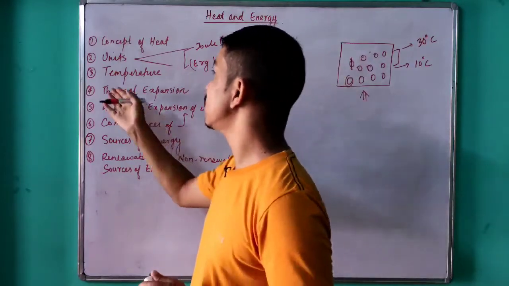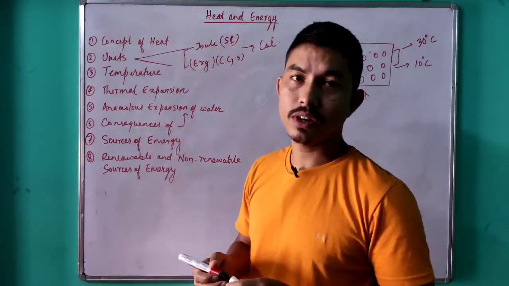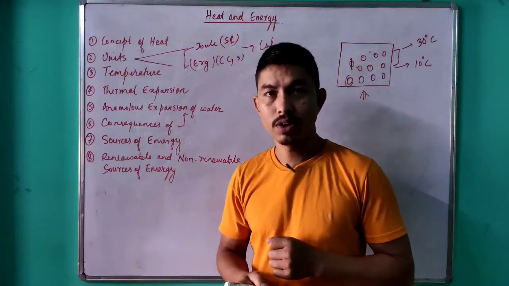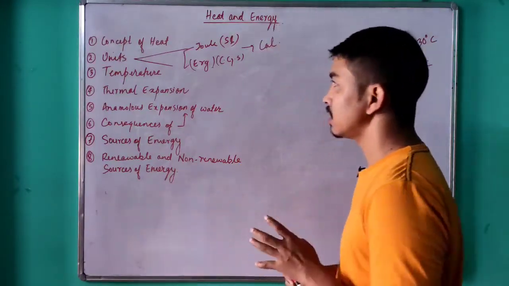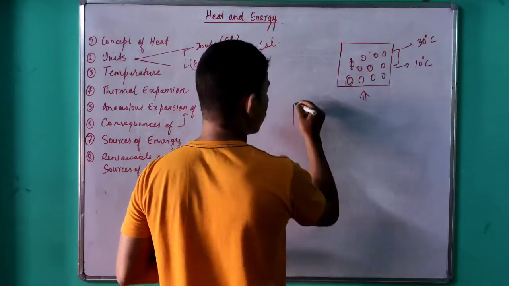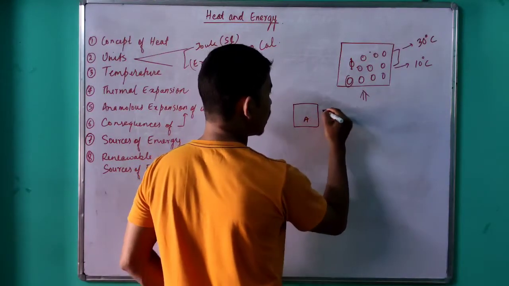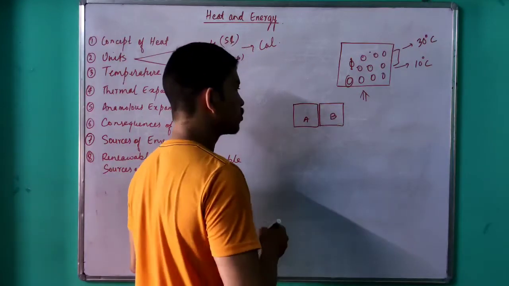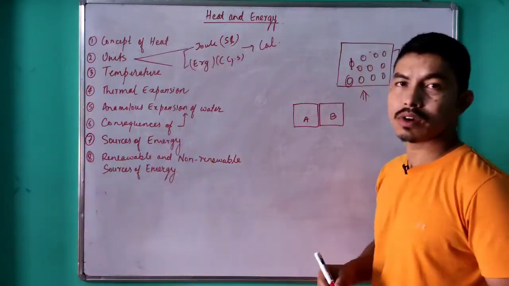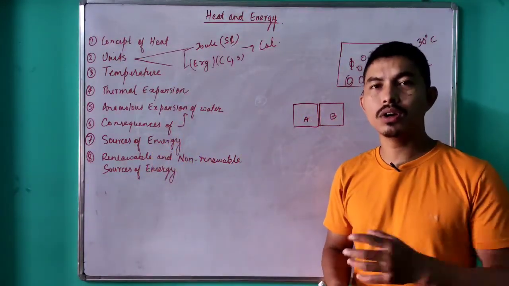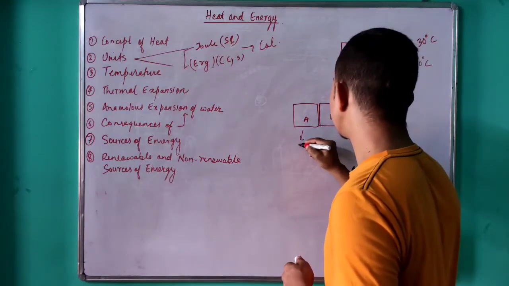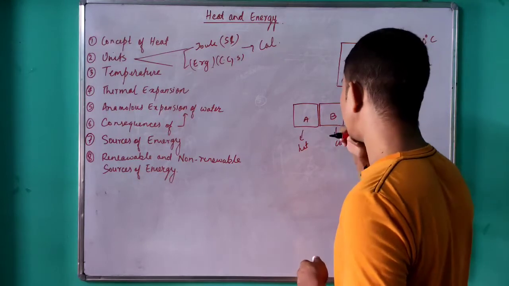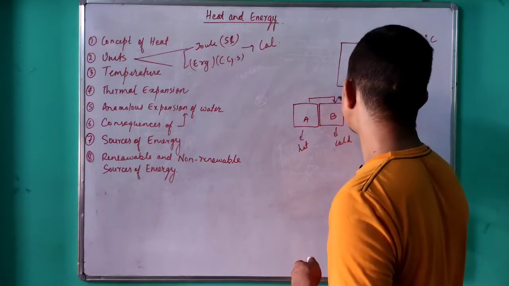Now coming to the third term, temperature. Temperature is simply the hotness or coldness of a body. Also, we can understand temperature in this sense as well. Suppose I have an object A and an object B, one is hot and the other is cold, and we know that heat always flows from the hotter body to the colder body. Suppose in this case A is hot and B is cold, so the heat will flow from A to B.